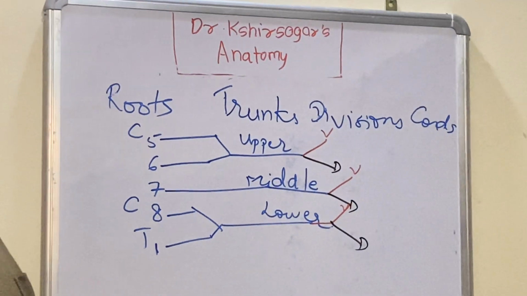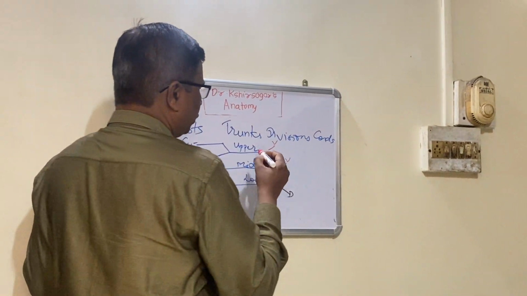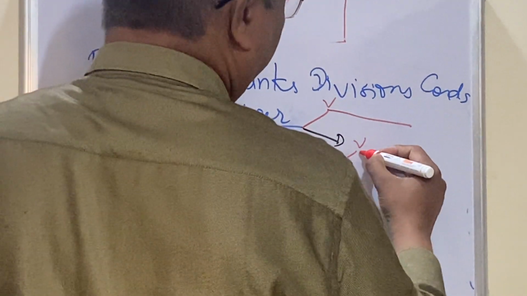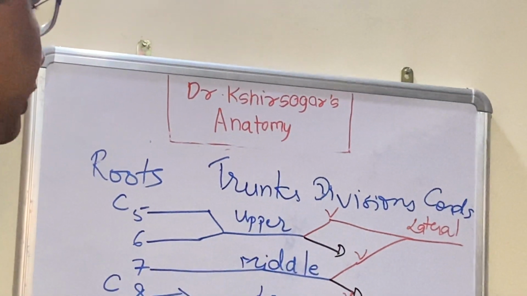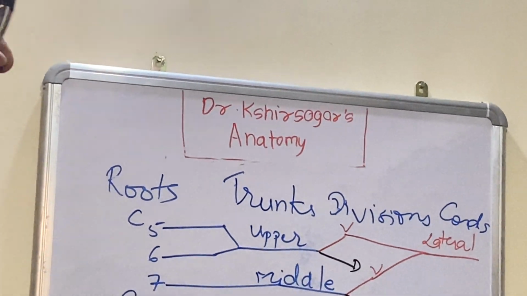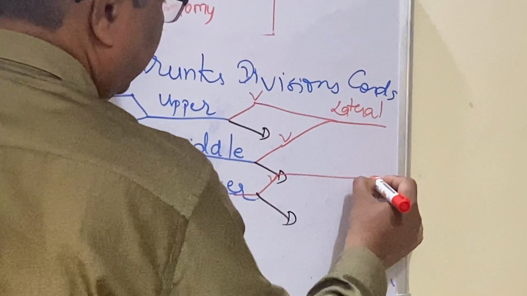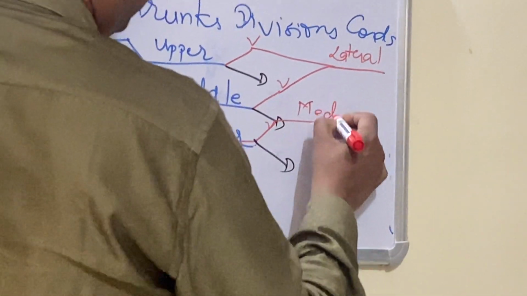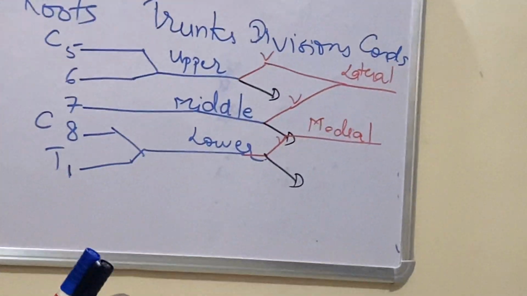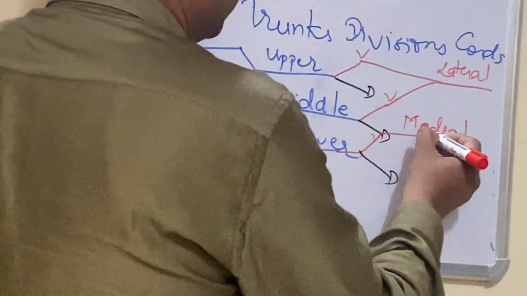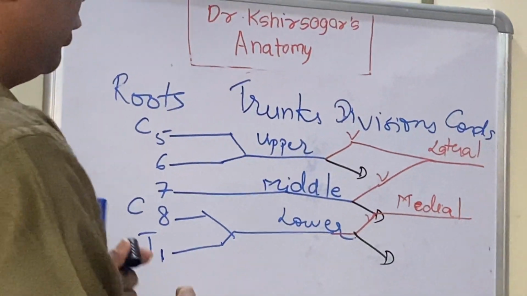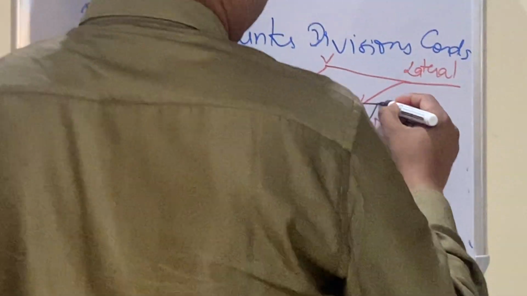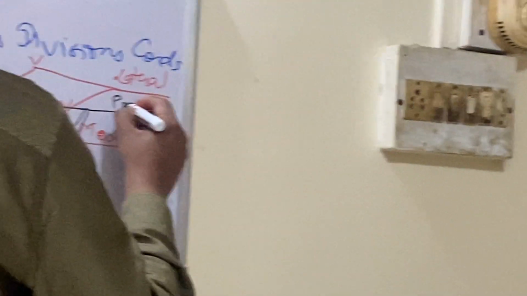These divisions are going to unite to form the cords. How will the cords be formed? The ventral divisions of the upper and middle trunks will form the lateral cord. Now only one ventral division remains. The ventral division of the lower trunk will form the medial cord. Now you have the dorsal divisions. All the dorsal divisions will unite to form the posterior cord. So if you join all these dorsal divisions, they will form the posterior cord.